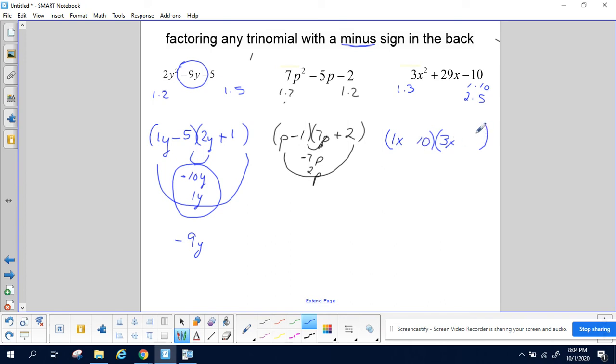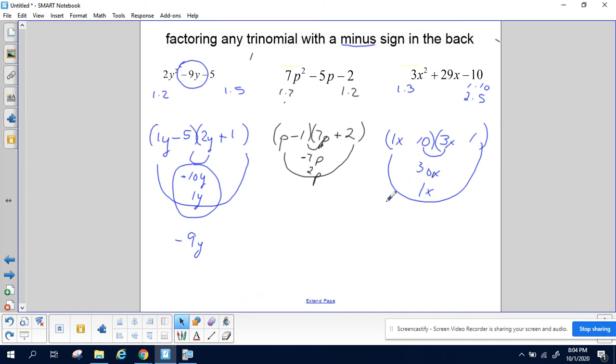Oh, could I possibly have gotten lucky on the second try? I think I did. Multiply outer, inner. Look in the back, that's a subtraction sign. So these need to subtract to make 29, and they do.